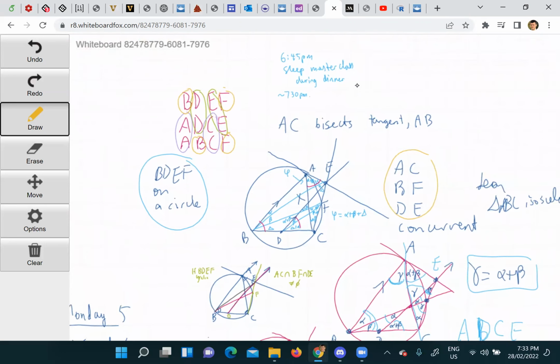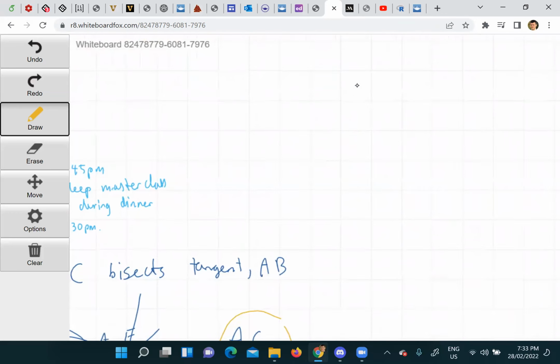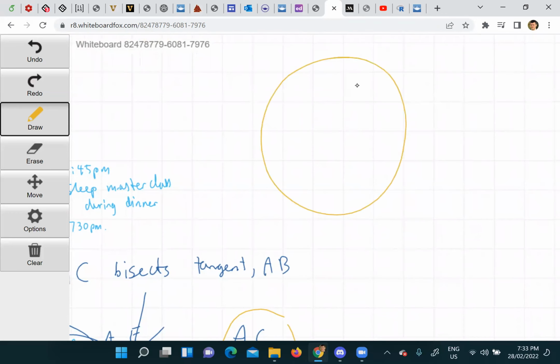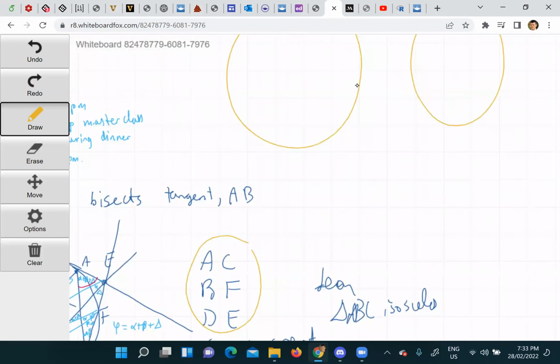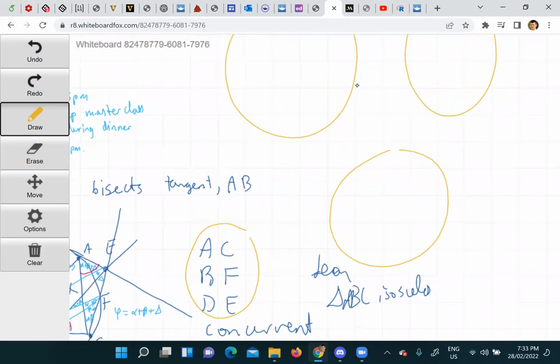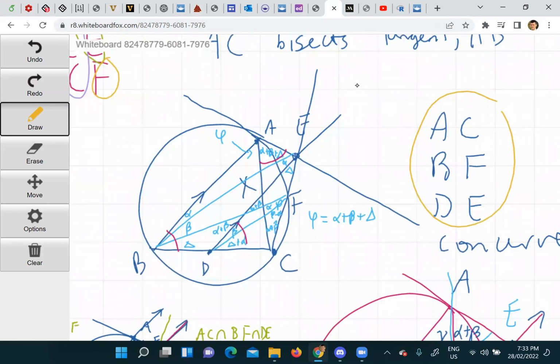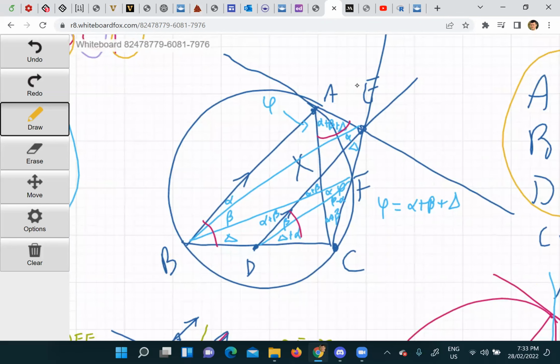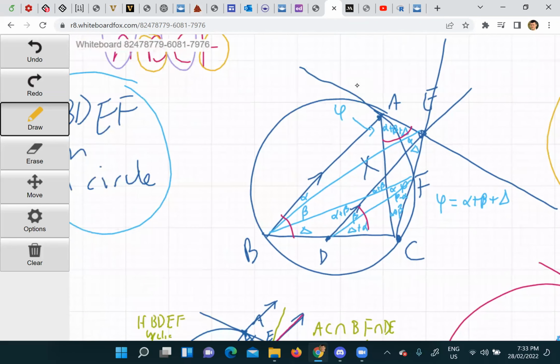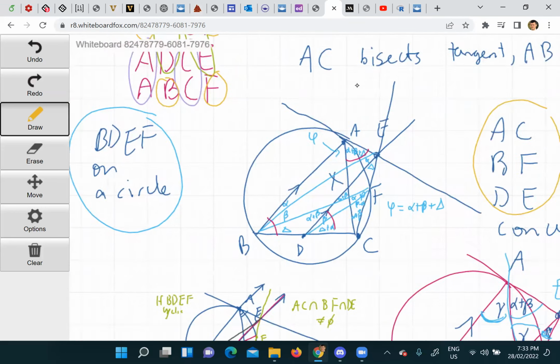So the radical axis theorem says if you have 3 circles, yeah? Wait, how do we have multiple circles? Because we have the original circle. We're given that BDEF is cyclic, and we just proved that ACDE is cyclic. Oh, okay, I see. So we have 3 circles.